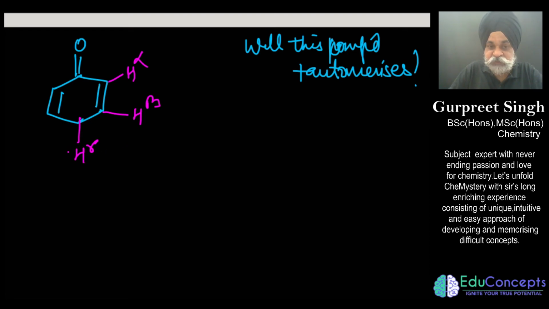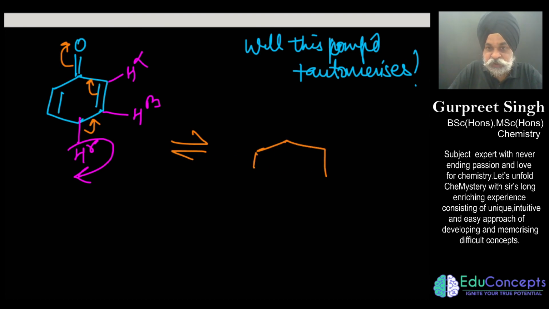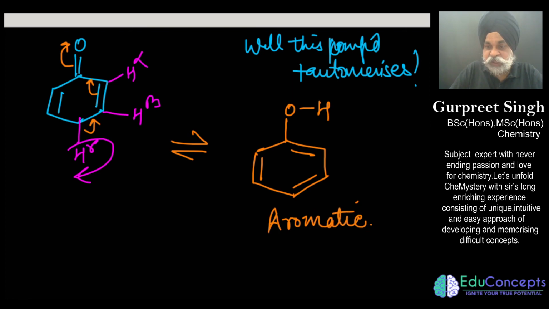Here you just have to figure it out. If I remove this hydrogen from here, or deprotonate it from here, and bring this bond here, and this here, and this here, wow, this would tautomerize like this. So this is a very interesting viewpoint: you need not fix yourself to the idea that only the alpha hydrogen undergoes tautomerism. It can be some other hydrogen, but if after tautomerism it provides stability, the equilibrium would shift towards that side. So this is again aromatic.